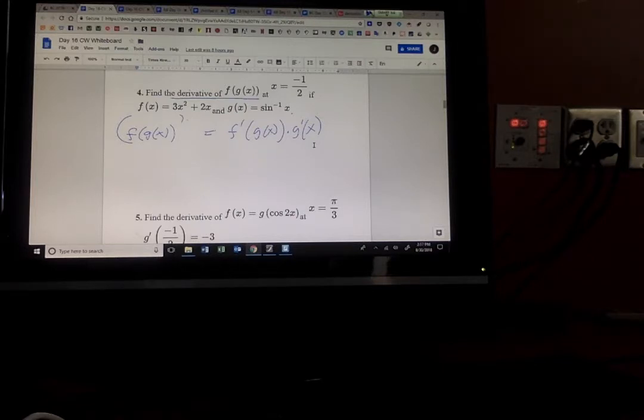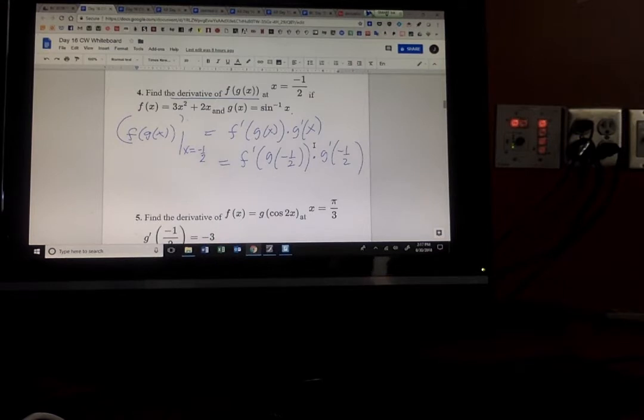Should we plug in negative 1/2? So observe the calculus notation. Now x equals negative 1/2. So I'm now plugging in f dash of g of negative 1/2 times g dash of negative 1/2. Is that clear? Now, you don't need to memorize anything. Can you just follow instructions? What does it ask you to find first?